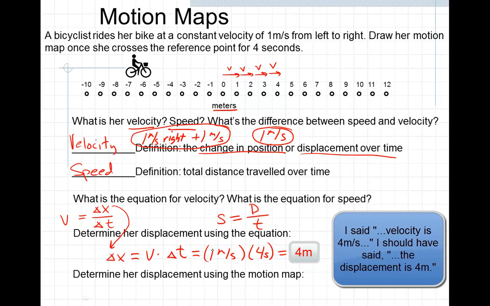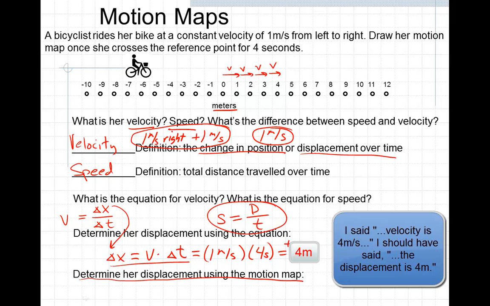So that would be calculating out the displacement using that particular equation. Notice we would get the same example using that equation for distance. I should emphasize here that this is positive because the velocity is to the right. Now, it says down here to determine her displacement using the motion map.